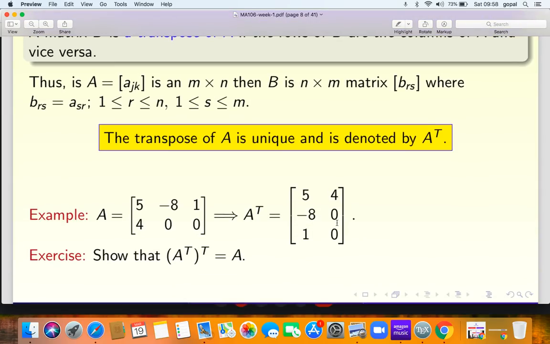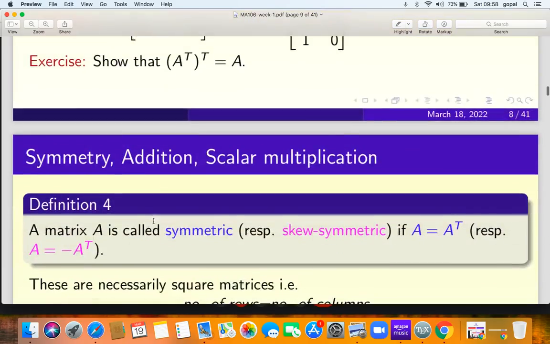Now, if I take the transpose of a transpose, what's the transpose of this? The first row has to become the first column. So 5 4 is the first row, that has to become the first column, 5 4. So if you take the transpose of A transpose, obviously you're going to get back A. So a transposition takes an M cross N matrix and gives you an N cross M matrix. It coughs out an N cross M matrix.